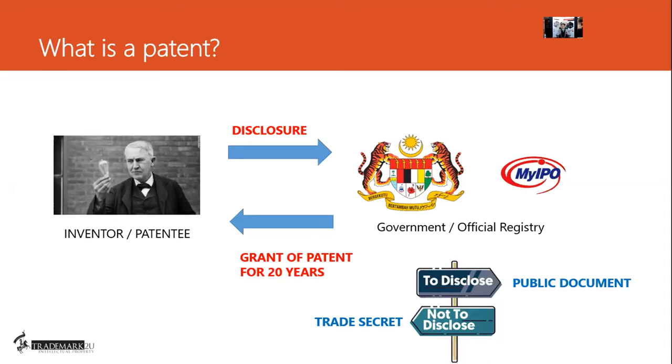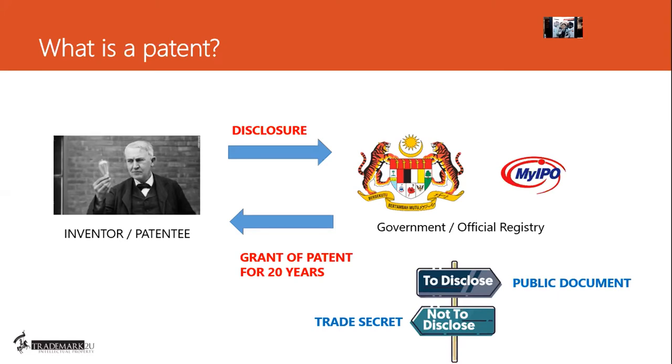So the first question you need to ask yourself, before investing a lot of money, hiring people like us, or protecting your patents, is: should I patent my invention or not? Because if you want to patent your invention, you need to disclose it, and your patent will become a public document. Anyone can get access to your patent and read it: how you make the thing, the design, and so on. You write a big story on that.